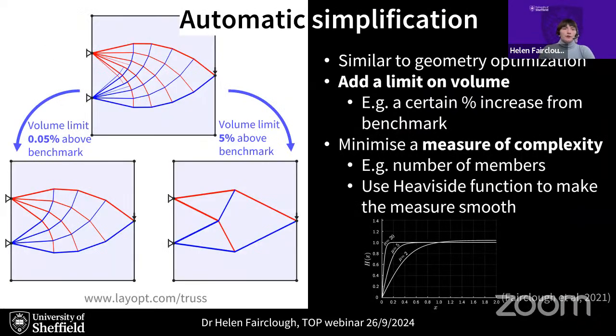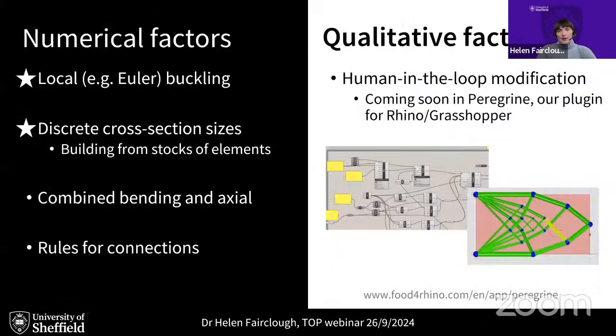We can also do an automatic simplification approach. Similar to that, except instead of minimizing volume now, we're going to minimize some measure of complexity, for example the number of members, things like that, with a limit on how much volume increase we're happy to have. And there's a huge range of other numerical factors, some of which we're going to hear a bit more about from our other presenters today.